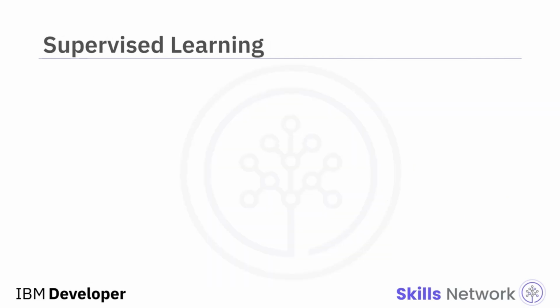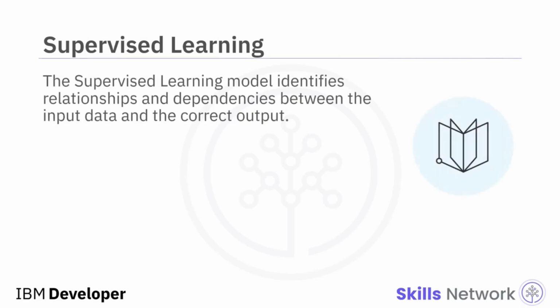The most commonly used type of machine learning is supervised learning. In supervised learning, a human provides input data and correct outputs. The model tries to identify relationships and dependencies between the input data and the correct output. This type of learning comprises 2 types of models: regression and classification.